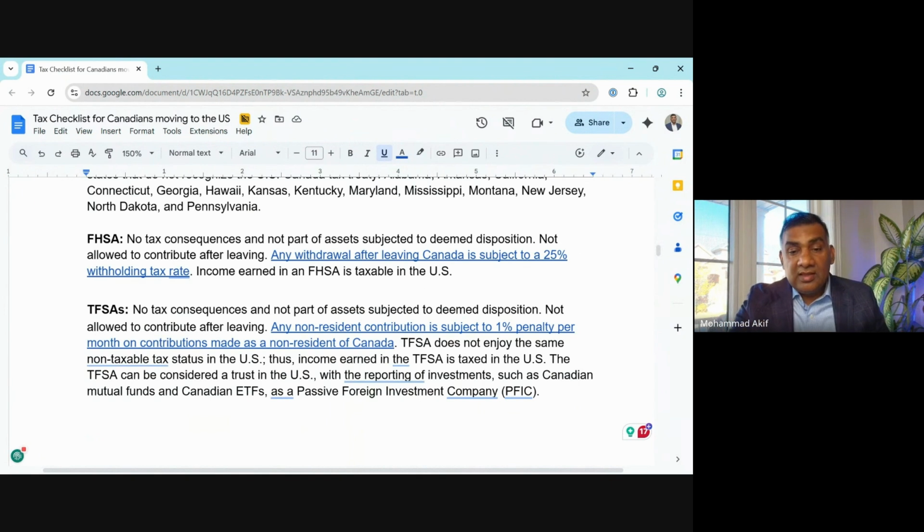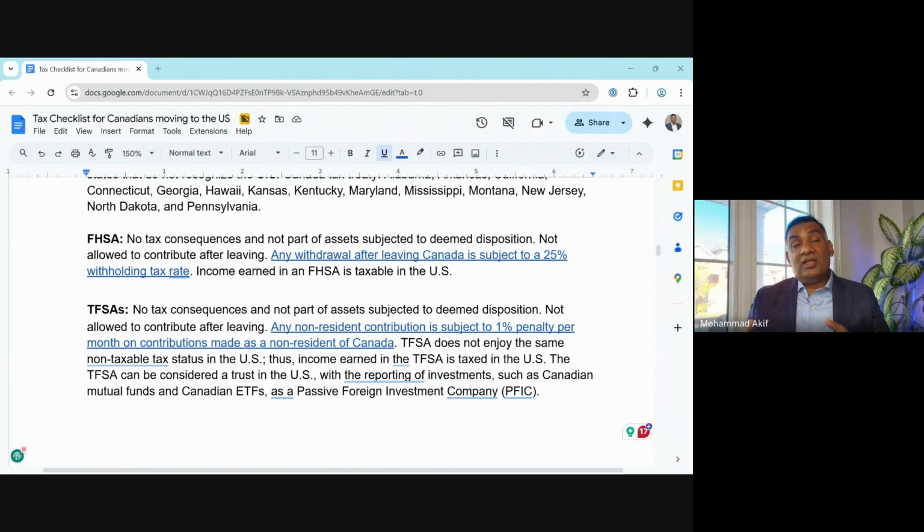PFIC rules are that if you own Canadian mutual funds or Canadian ETFs in those accounts, those are considered PFIC, which is passive foreign investment companies. We do have different reporting requirements on the U.S. side, which creates a lot of mess. That means understated taxation, more money going to the professionals. A lot of Canadians won't be able to fill this form out. It is just not possible. And I wouldn't recommend you filling this form by yourself either. There are huge penalties if you do miss this reporting.